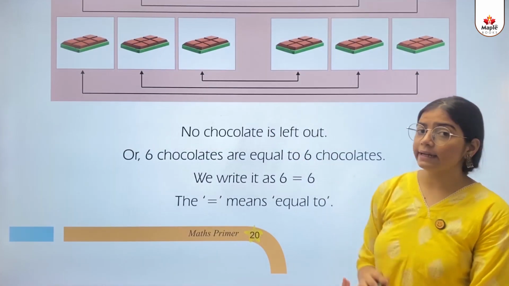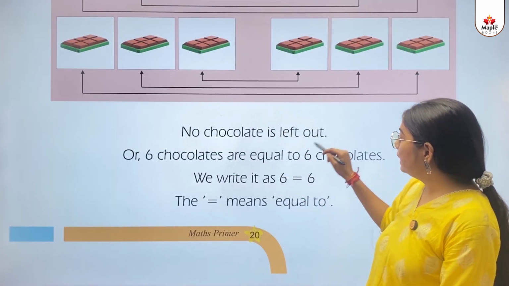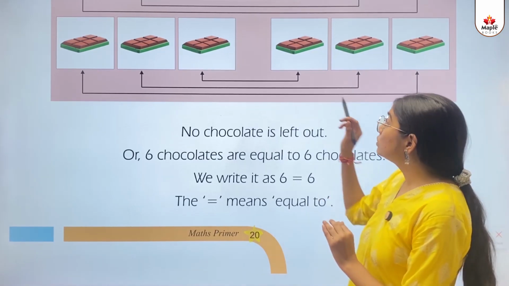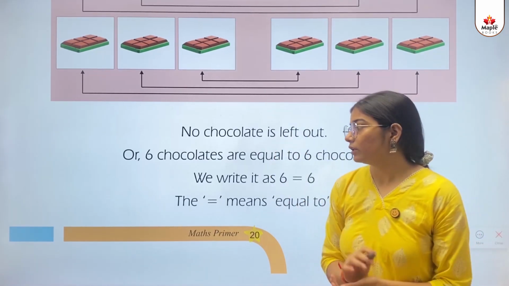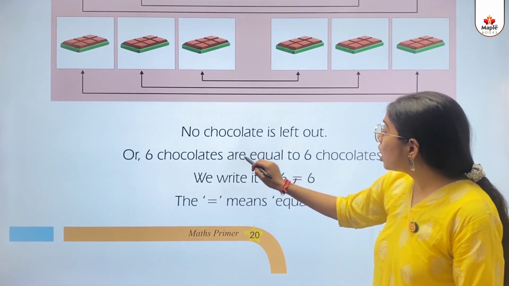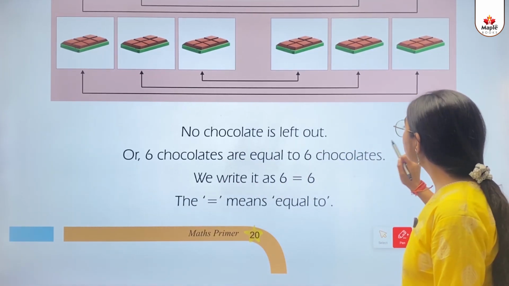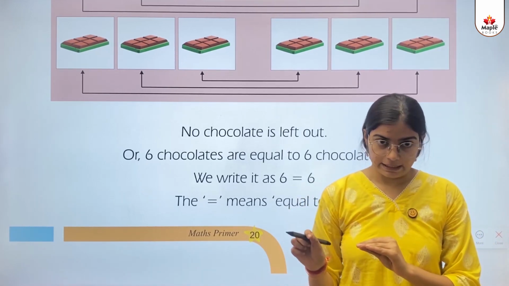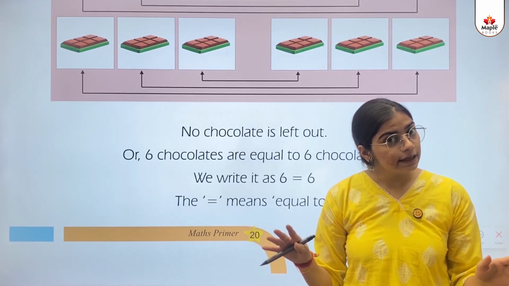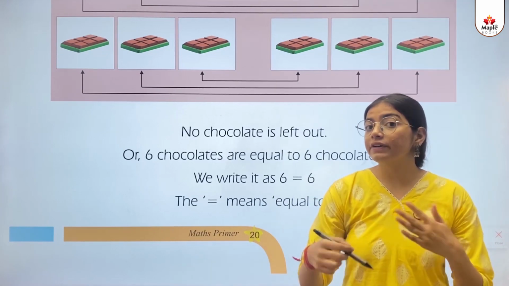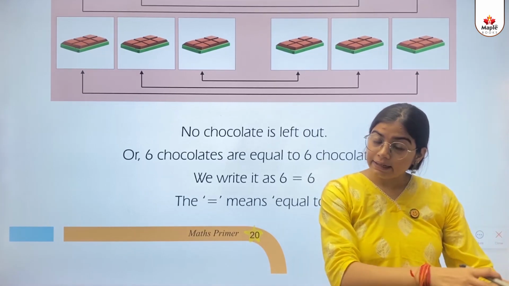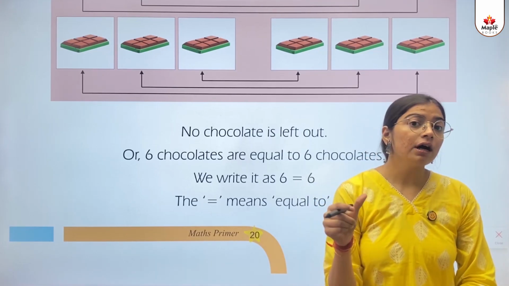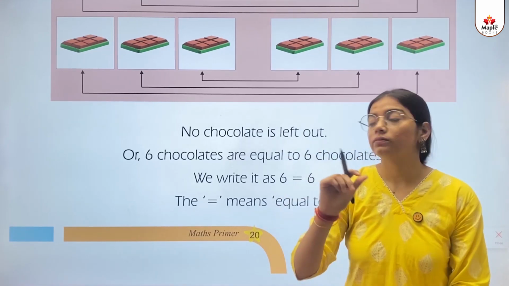So what is written here? No chocolate is left out. I already told you there is no chocolate left. Or 6 chocolates are equal to 6 chocolates. When we compare these two sides, there are no chocolates left. In maths, what do we say to this? One side is equal to another side. We use the term equal to.